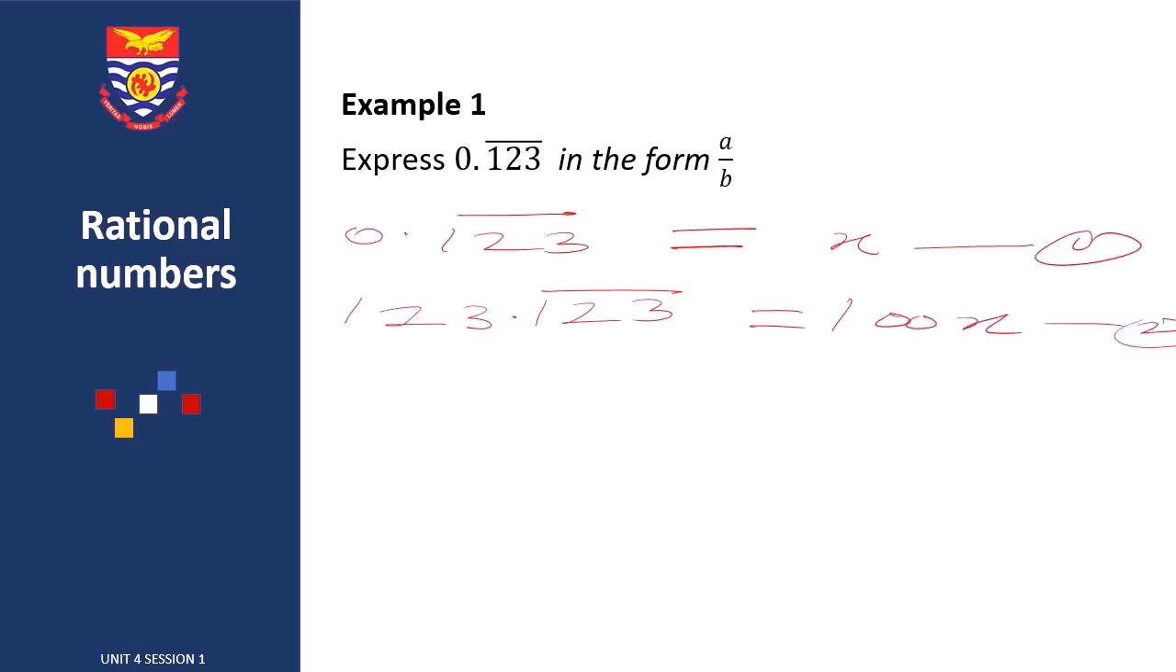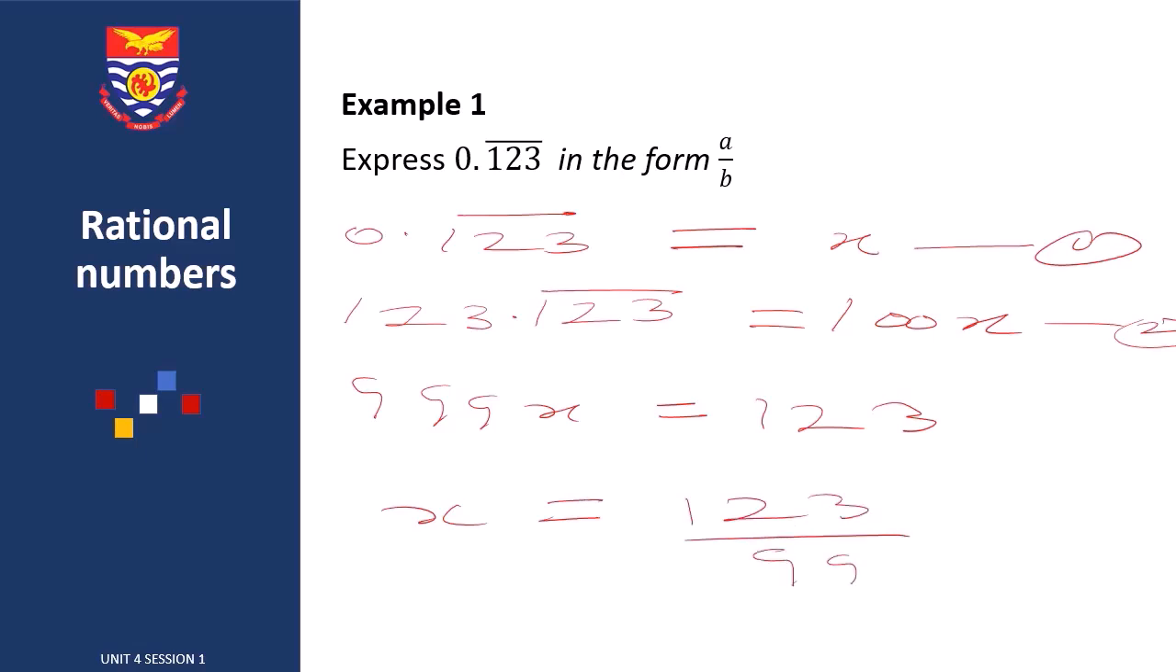Finding the difference between the two equations, equation 2 minus equation 1, what do you get? You get 999x equals 123. So in that instance, you can solve for x, and x will be equal to 123 out of 999.